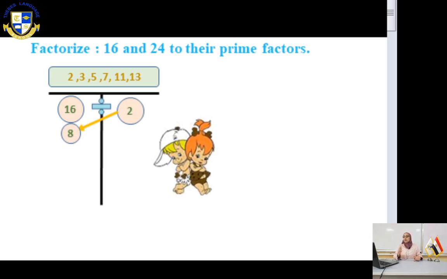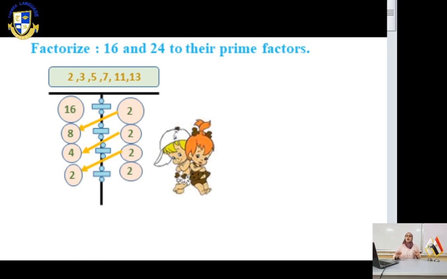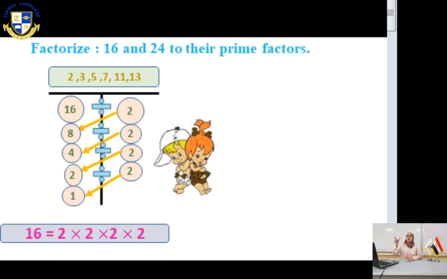Now 8 also, see, divisible by what? 2 also. Divided by 2, we will get 4. Then 4 is also divisible by 2. We'll divide it by 2, we will get 2. Again, divided by 2, we'll get 1. We said before that we must reach 1 on the left side of T. Now, when we reach 1, we have finished. Now write the prime factors of 16. The prime factors of 16 are all the numbers on the right of T. Multiply them together: 2 times 2 times 2 times 2.